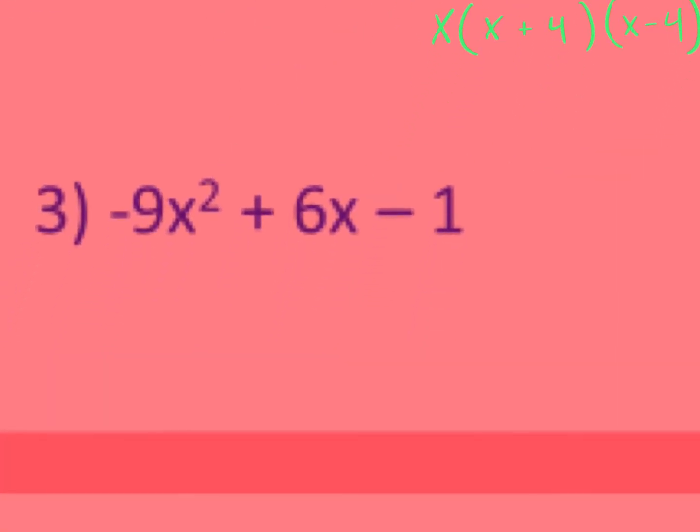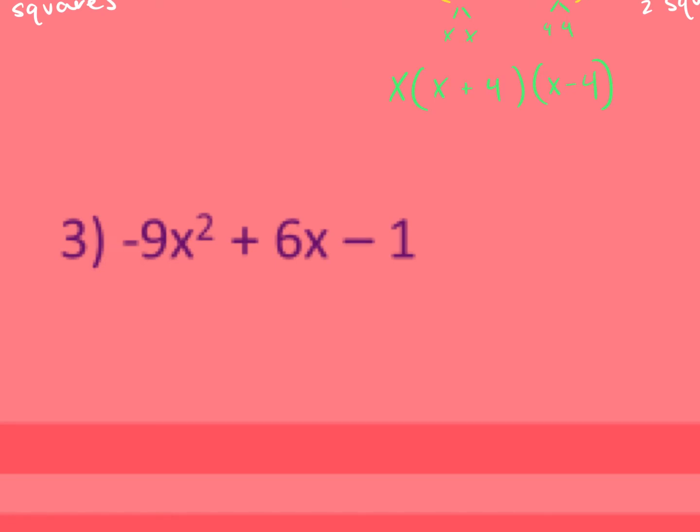All right, number 3. How can I factor this? I could multiply the first times the last. So negative 9 times negative 1 would be positive 9. What are two factors of 9 that add to 6? 3 and 3. So in my parentheses, I have x plus 3 and x plus 3.